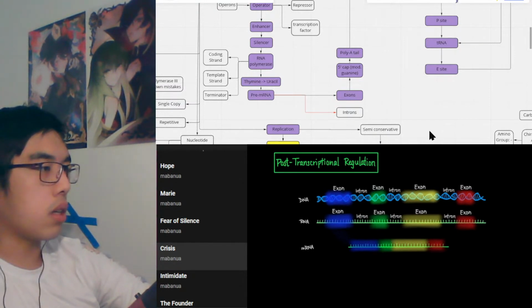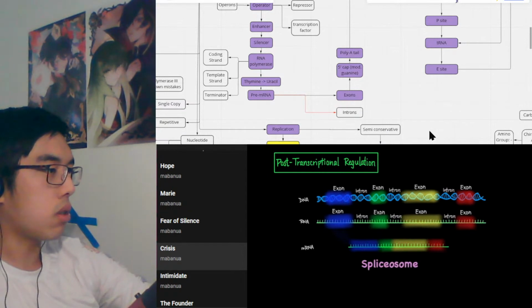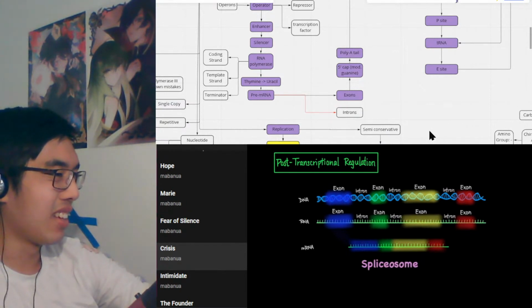And this is accomplished by a large molecular entity called the spliceosome. So the spliceosome binds on either side of an intron, moves the intron into a circle, and then cleaves it off, and then ligates the two cut ends of the exons together.